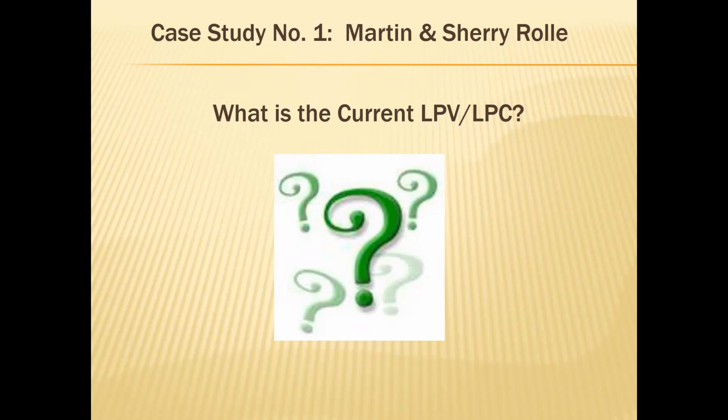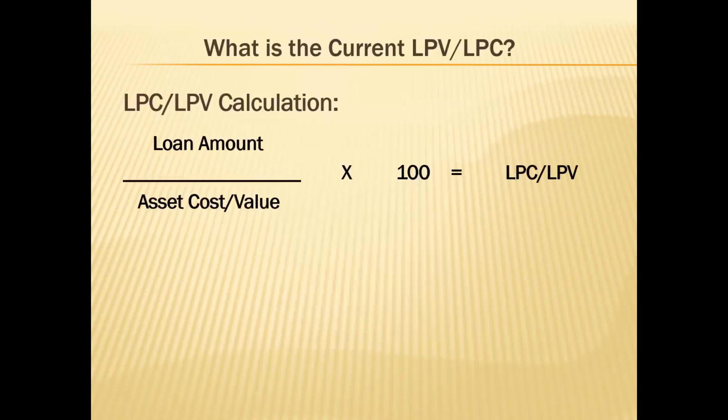So if you could download it and refer to it when we get to that exercise, because I want to look at the components, actually it's on the very next page, pages 47 and 48. We talk about the components of appraisals. Okay, so let's look at Martin and Sherry Roll. Let's do their LPV or LPC. Okay, so again, here we have our formula.